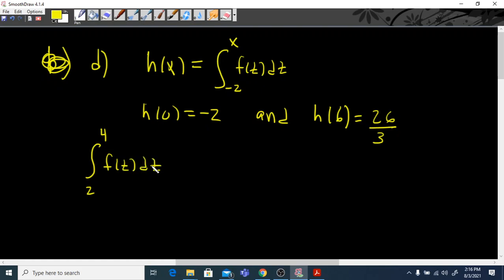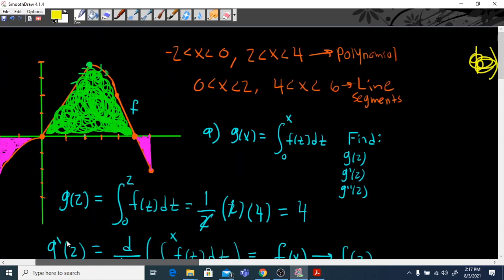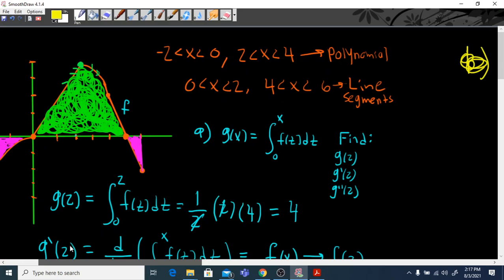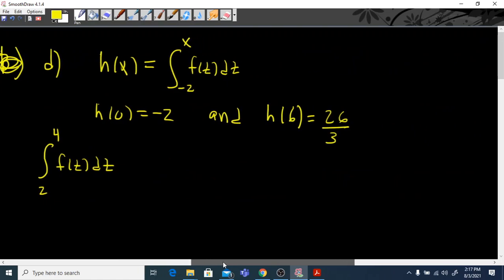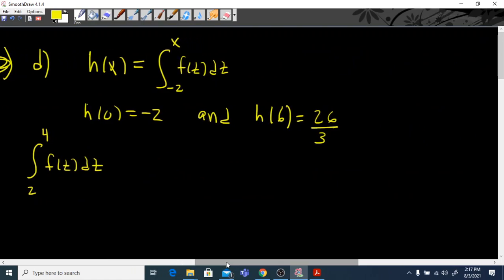All right, integral from 2 to 4. Interesting. Where's 2 to 4? Okay, we can do this. Integral from 2 to 4. And we know something about 0, and we know something about 6. So let's do this.